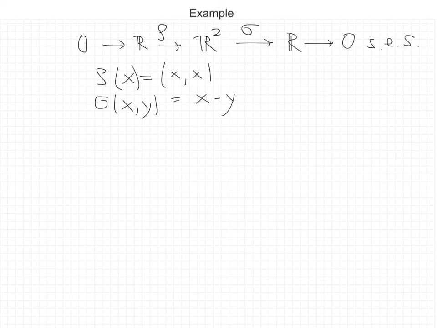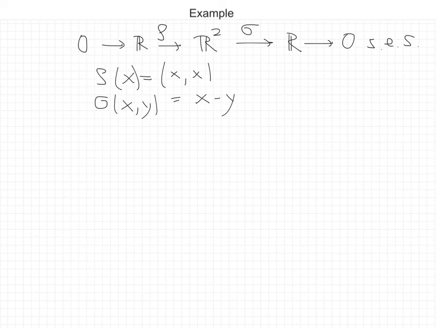Of course, if I first apply rho to some x, I get x comma x. Then I apply sigma, I get x minus x, so this maps to the 0 vector. On the other hand, if you pick a vector in the kernel of sigma, then x minus y is equal to 0, so that means y is equal to x, and so this has the form x comma x. So it is very easy to see that this is a short exact sequence.